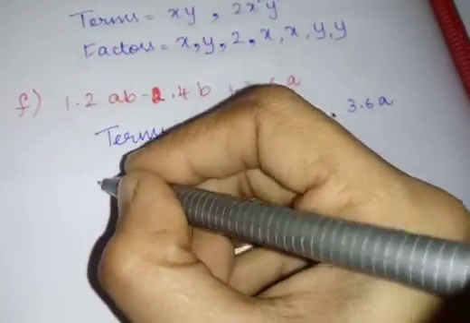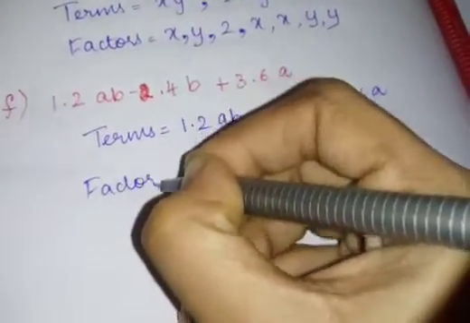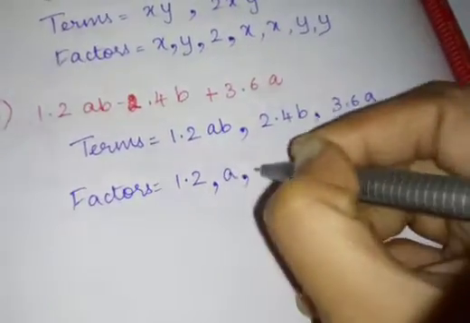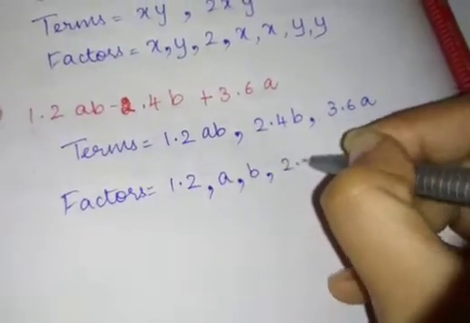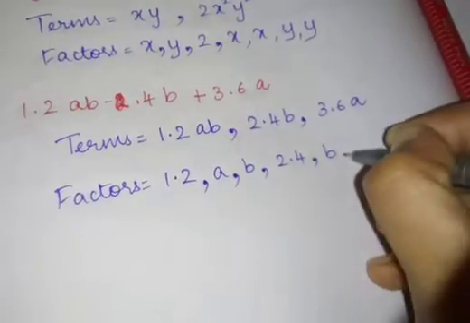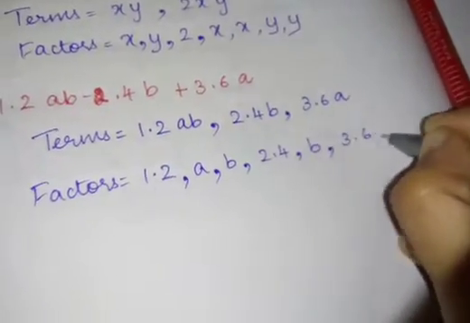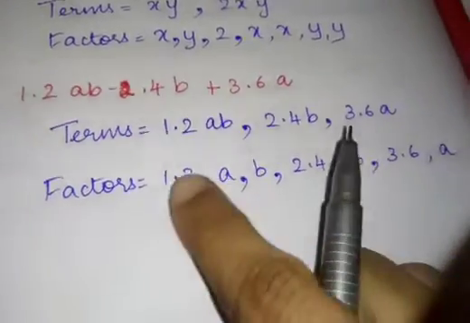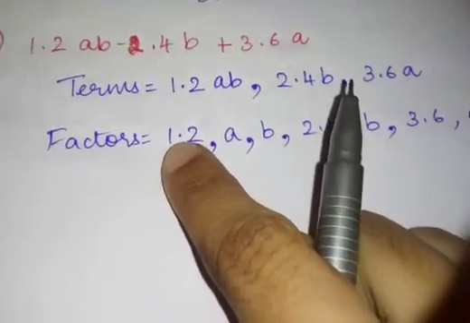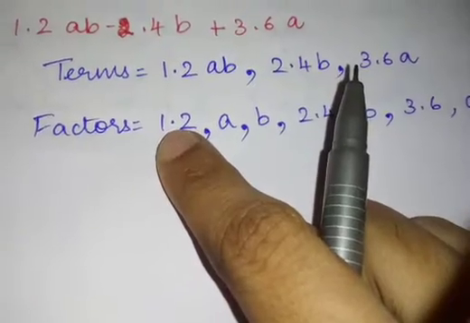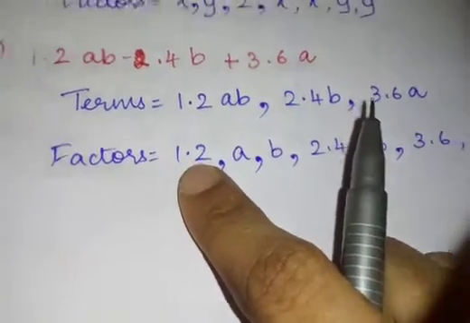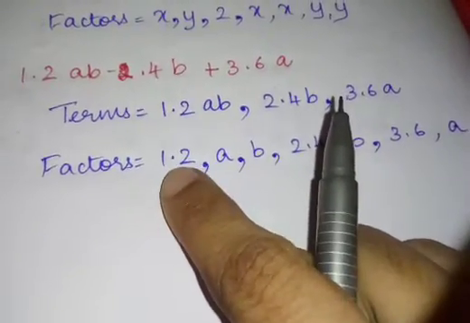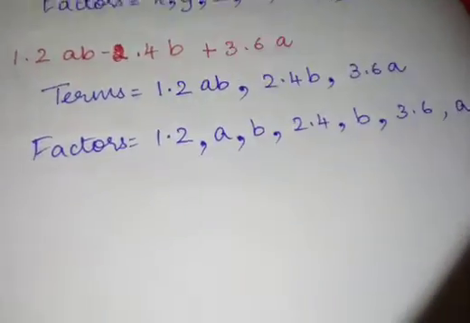Then, what are the factors for this? 1.2 comma A comma B, 2.4 comma B comma 3.6 comma A. Yes, just splitting it up. If you want, you can split this 1.2 as 0.2 into 6. Like that also you can split it. No harm in that. But why do we want to take that risk? So I have just stopped till this.